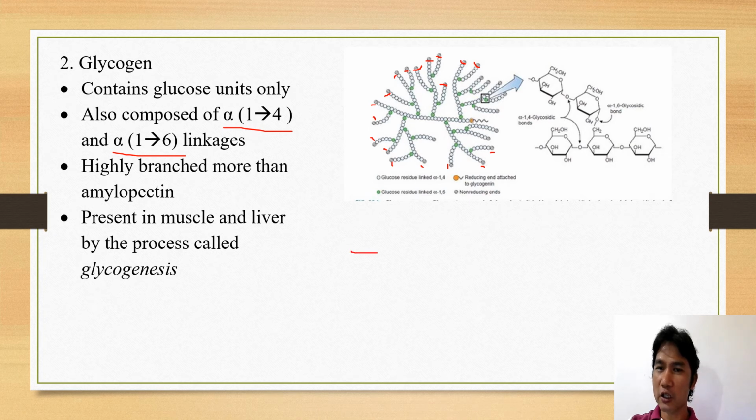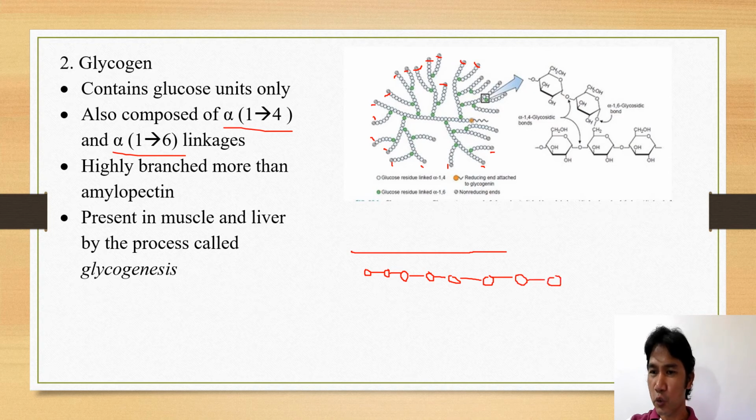Compared to a linear molecule, let's say this is a linear molecule, okay, although you have a very long molecule, there's only one end. Okay, this will be the site where the enzyme will act. So there's only one enzyme that will act because there's only one end. Unlike in the glycogen, there will be many sites of the enzyme. That's how glycogen is arranged.